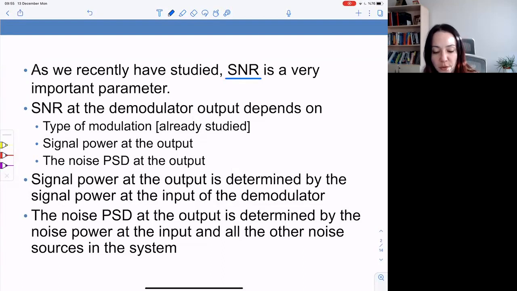Okay, the signal power at the output is determined by the signal power at the input of the demodulator. The noise power spectral density at the output is determined by the noise power at the input and all the other noise sources in the system.